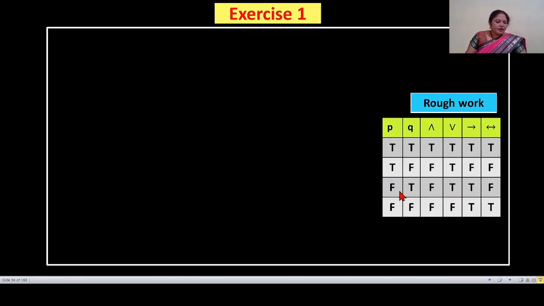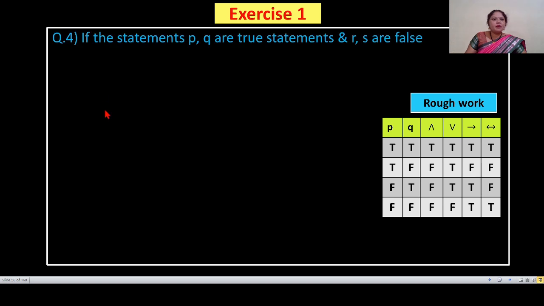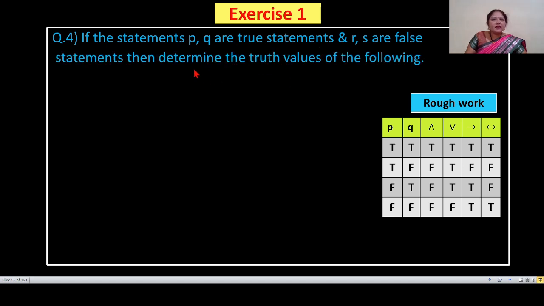Okay students? In today's lecture, let us solve the remaining examples from the first exercise. For our convenience, we have to refer to this table. Example 4. If the statements P, Q are true statements and R, S are false statements, then determine the truth values of the following. First example, P or Q and R. Examples of these types can be asked for 2 or 3 marks.